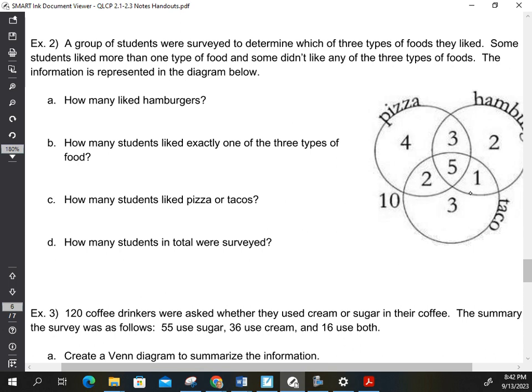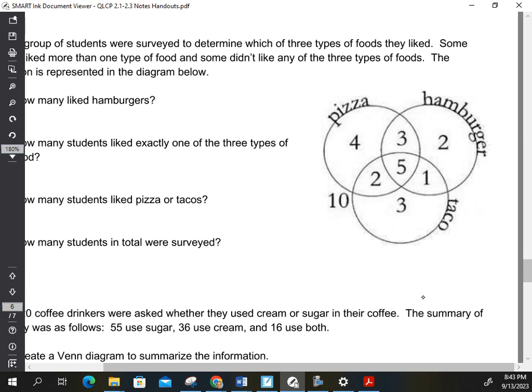So, problem 2. A group of students were surveyed to determine which of the 3 types of food they liked. Some liked more than one type, and some didn't like any of the 3 types of food. The information is represented in the diagram below. So, this is your 3-circle diagram. One of your circles is pizza. One of your circles is hamburgers. And one of your circles is tacos.